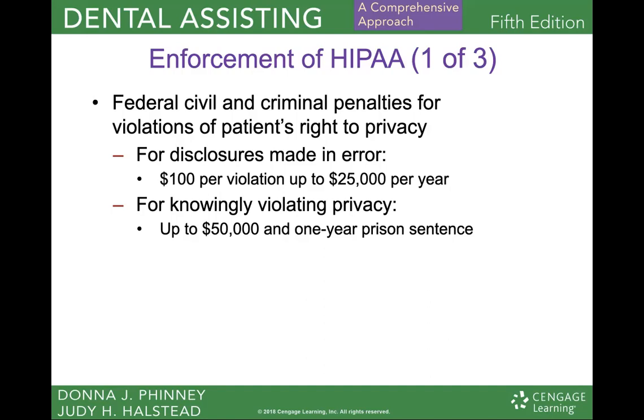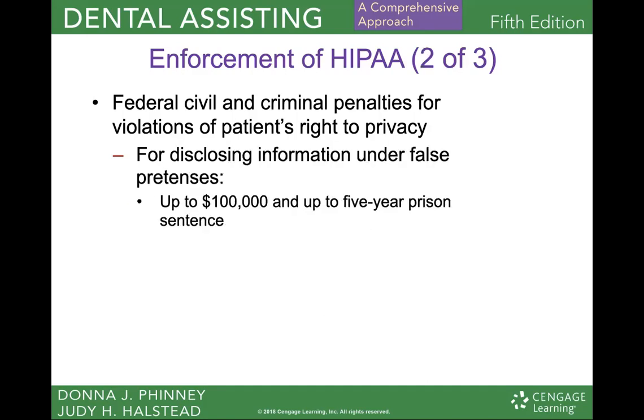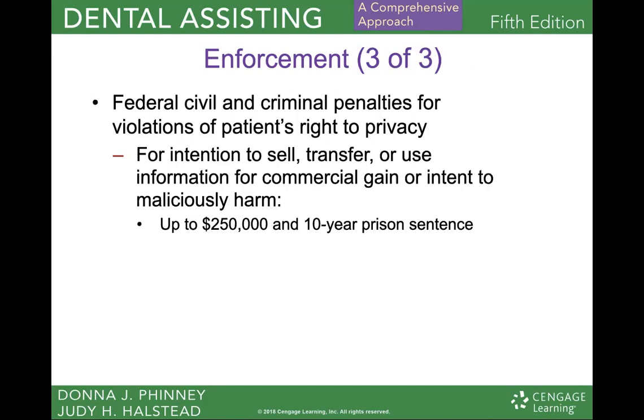There are criminal penalties for knowingly violating privacy and range from $50,000 and 1 year of imprisonment to $250,000 and 10 years of imprisonment. For somebody that discloses information under false pretenses, there is up to a $100,000 fine, as well as a 5-year prison sentence. For somebody that intends to sell, transfer, or use information for commercial gain or intent to maliciously harm a patient, there is up to a $250,000 fine, as well as a 10-year prison sentence.